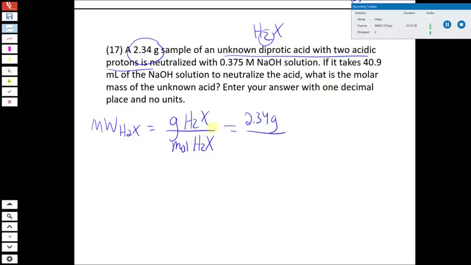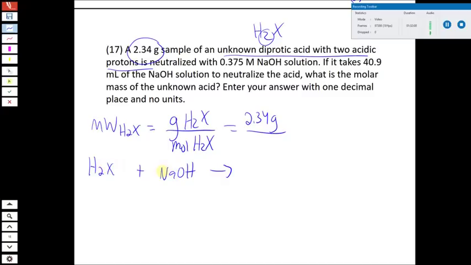And so now, whenever we're looking for number of moles in a titration problem, we're going to use, again, the molarity and volume of the other solution to help us find the moles of whatever our unknown solution is. So we have to know a little bit about how these two react with each other. So this is an acid-base reaction. So we have our acid H2X, and the base we're neutralizing it with is NaOH.